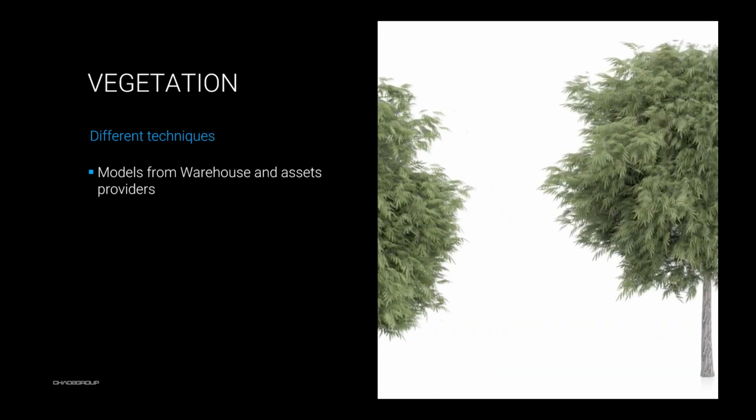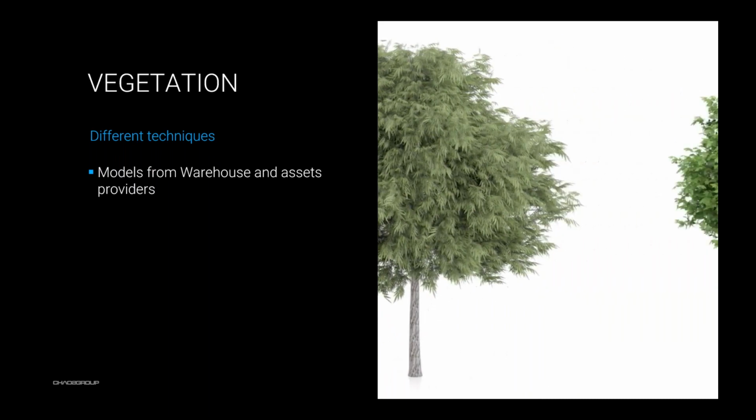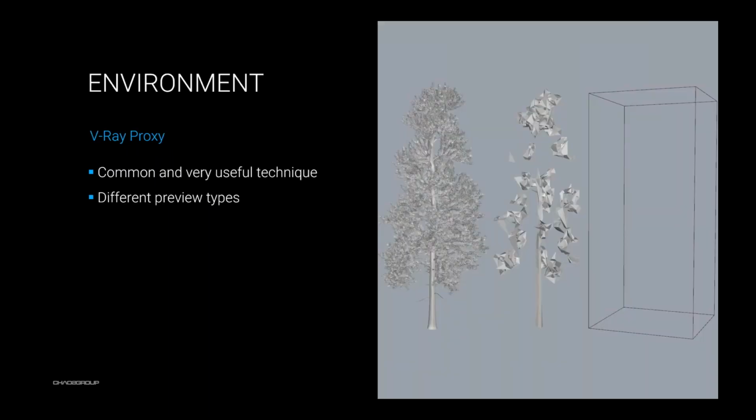We're using different models right here from the warehouse and some asset providers. But imagine that we have a forest with thousands of trees, and we want those trees to be highly detailed. If we just use pure geometry, it will be really difficult for us. Actually, we're not going to be able to rotate the viewport or to model something in that project. Thanks to V-Ray, we have another technique that can help us, and it allows us to use really highly detailed models and at the same time be able to work with that file.